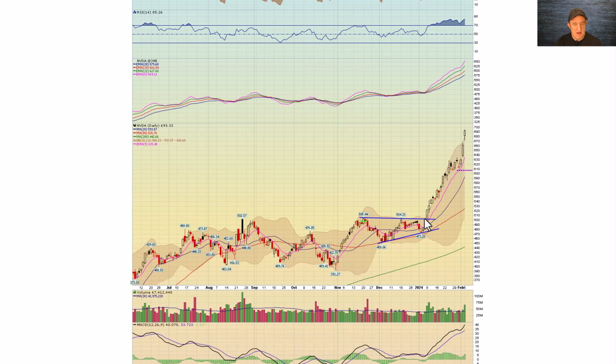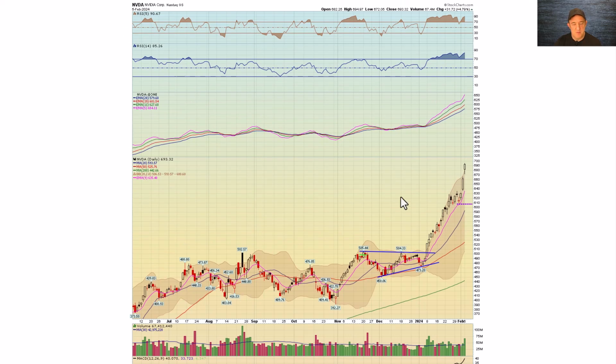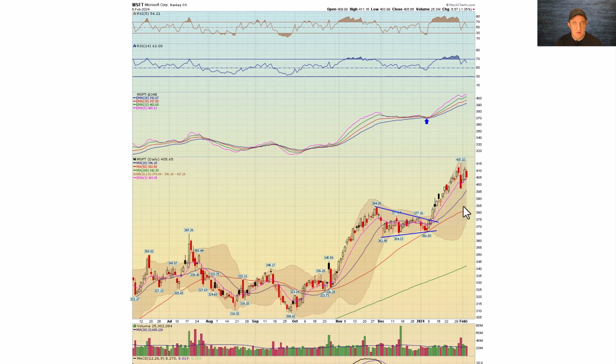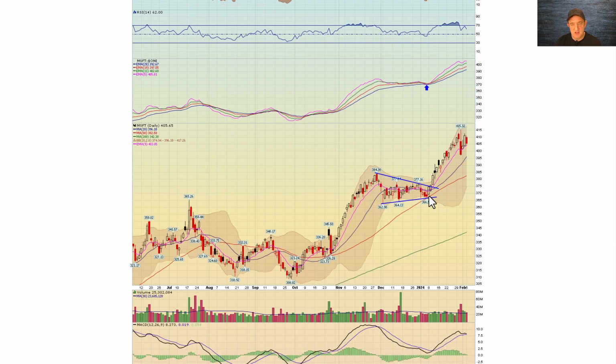We had it as a long idea back here in January off this coil. One hell of a move. The KISS system caught this move as well, as I just showed you at the beginning of the newsletter. Driver 62, here's Microsoft. Beautiful move out of that tight coil. Again, absolute textbook pattern there.